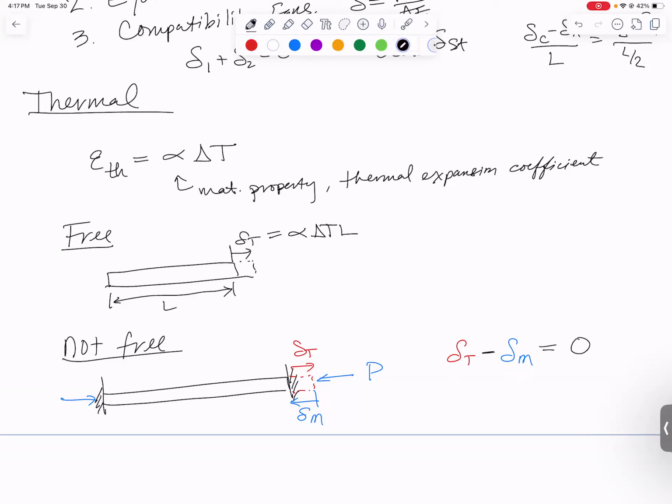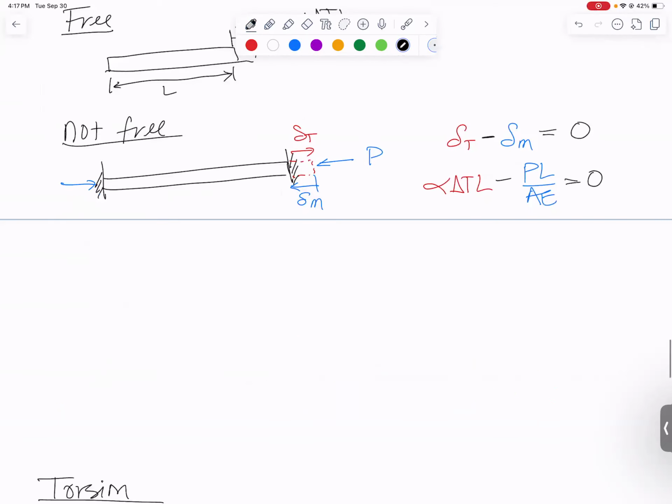The delta thermal will be alpha delta T L, and the delta mechanical will be PL over AE. That has to add up to 0, and you can solve for whatever thing you don't know in that equation. The more complicated case would be, what if we had two dissimilar materials sandwiched together like this?